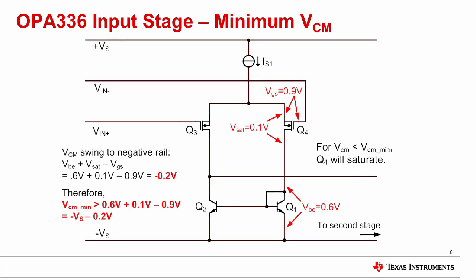Now let's consider the common mode limitations to the negative rail for the same amplifier. Again, the minimum voltage allowed on an input can be determined by doing a Kirchhoff's voltage walk from either input pin to the negative supply.